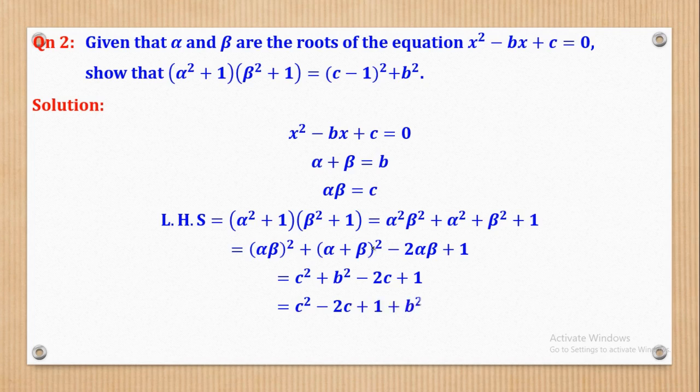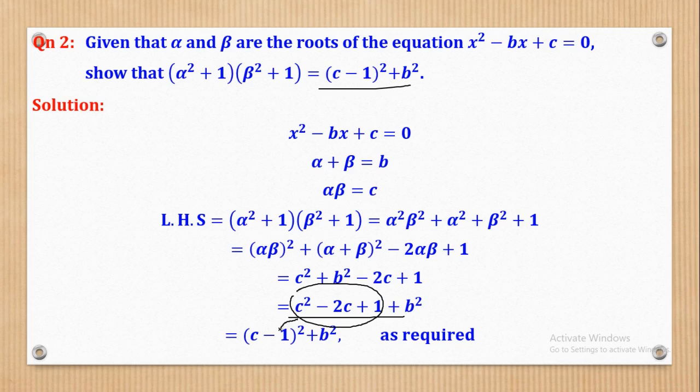Now next is to simplify to get this required expression. So when I simplify, I'll come up with this, then I'll rearrange. So the whole of these three terms will give you negative (c minus 1) squared. And that is what they wanted.